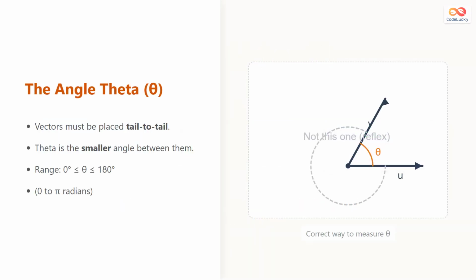It is crucial to define theta correctly. To measure the angle between two vectors, you must place them tail to tail, starting from the same point. Theta is always the smaller angle between them, meaning it ranges from 0 degrees to 180 degrees.